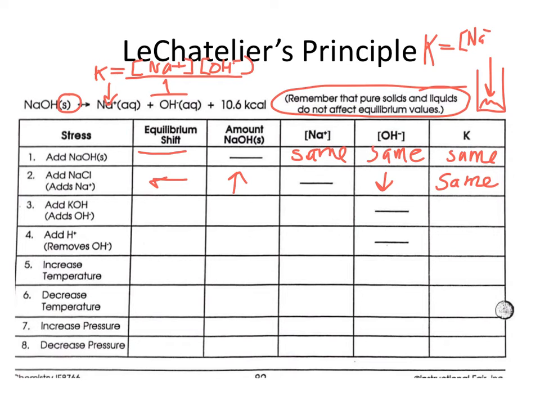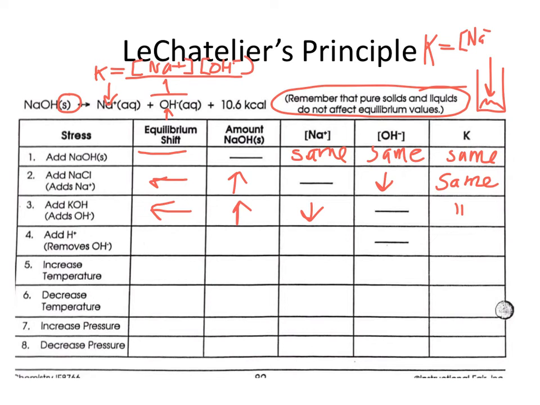Now let's say we're adding hydroxide ion. So we're adding hydroxide ion here. Again, the equilibrium will shift to the left. The amount of sodium hydroxide will increase. The amount of sodium will decrease since it's got to react with something. And K will stay the same.